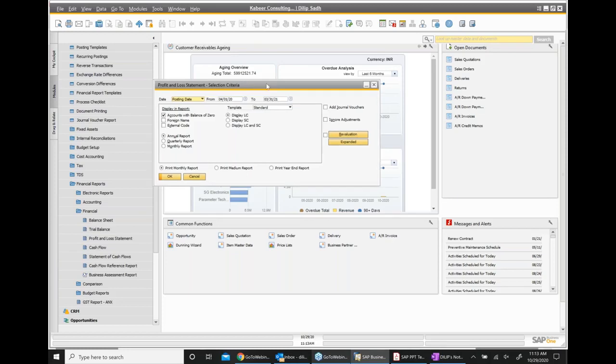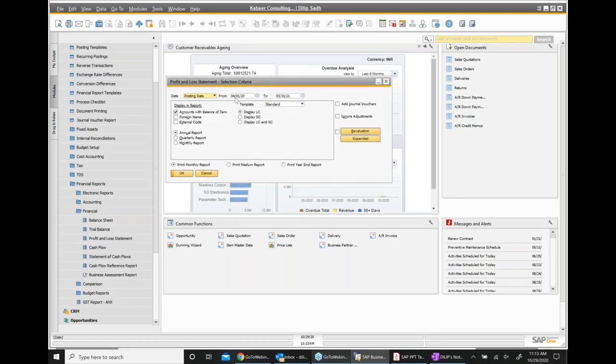Now the P&L also, we can define the date from this date to this date. Now the date also, you have a posting date, document date, due date. So we say posting date. You want to select foreign name, a customer name, account with a zero balance or not? Do you want local currency, system currency, or both of them? Do you want this report in the annual report, quarterly report, monthly report? So you get a different format. You want to add your vouchers.